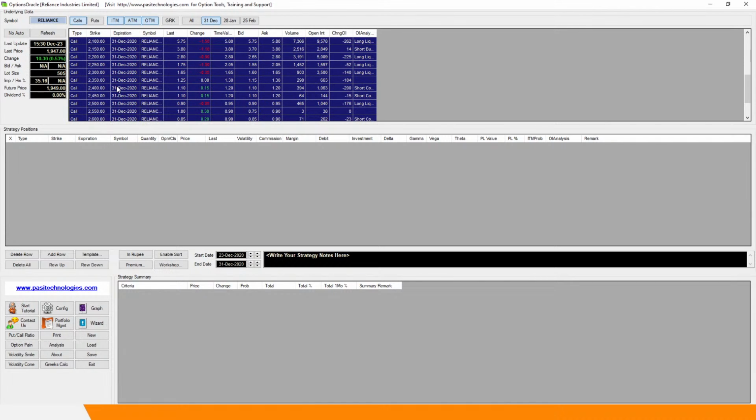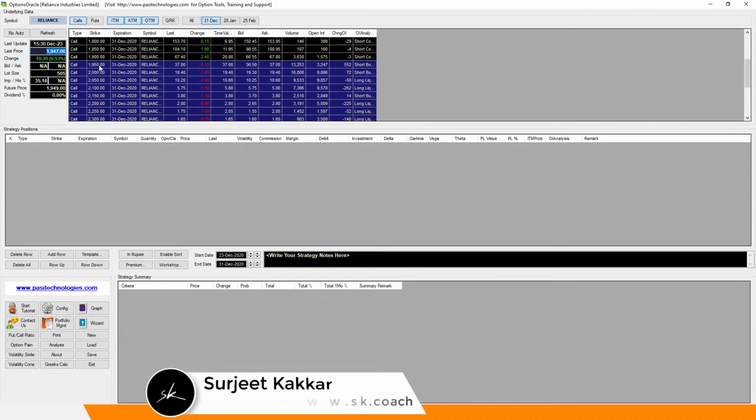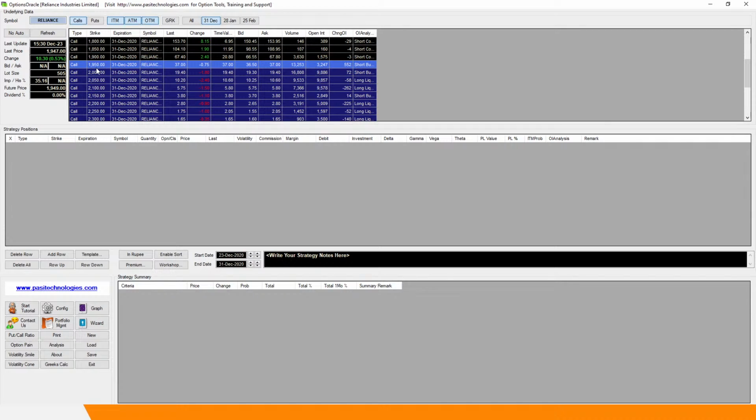So now if you look at it, can you see the last traded price of Reliance is 1947. So what is my nearest strike? My nearest strike is 1950. So this is a strike which is at the money. So what is going to be the delta of at the money? It should be close to 0.5, right? Because it's exactly not 47, it is 50.